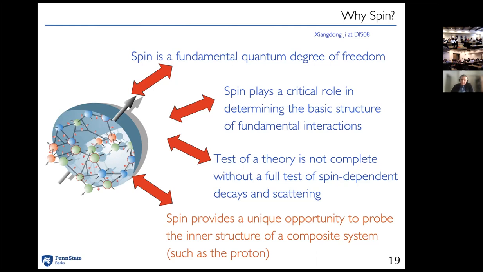And he emphasizes that spin is a fundamental quantum degree of freedom, and it plays a crucial role in determining the basic structure of fundamental interactions. So that means that the test of the theory is never complete without the full test of spin dependent decays and scatterings. And therefore, it's very important to keep track of the spin. What's important for us in terms of the physics of the structure, spin provides a unique opportunity to probe the inner structure of the composite system, such as the proton. And now I'll tell you why and what we are going to study.